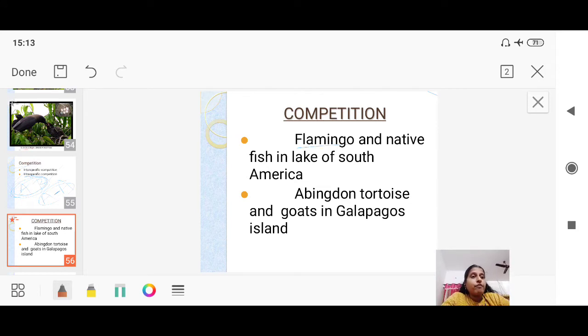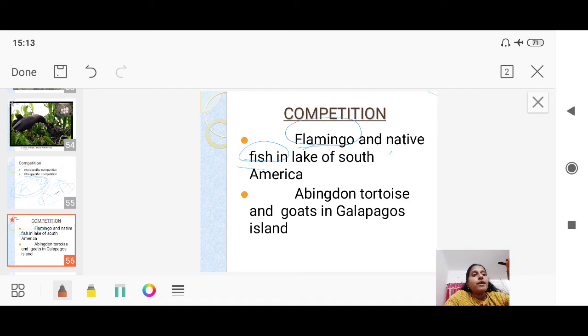Now this competition can take place between two unrelated animals. For example, a flamingo is a bird and a fish is a fish species. So in South American lakes, the flamingo as well as the fishes are competing for the floating animals, zooplanktons, for food. Zooplanktons are the food. Who is competing for that zooplankton? One is the flamingo and another one is the native fish.